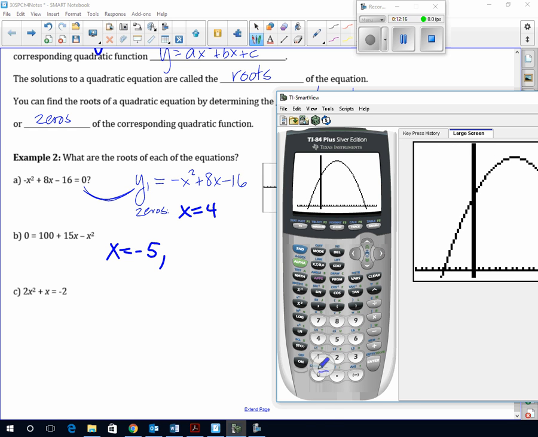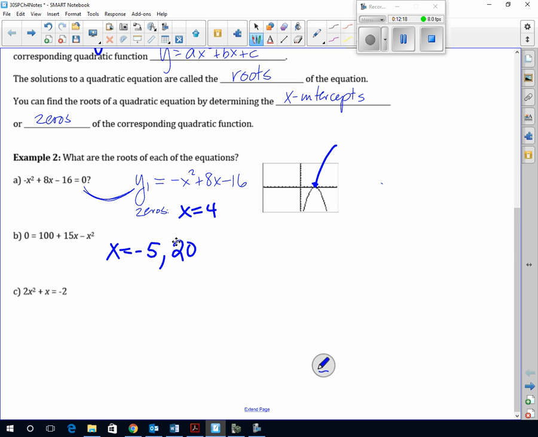For the next one, does everybody see that you have to move the 2 over to the other side? Because in order to calculate zeros, the Y has to be 0. So we need to move that to the other side. So it's 2x squared plus x plus 2 equals 0. So we are going to graph Y equals, I'll clear it, 2x squared plus x plus 2.